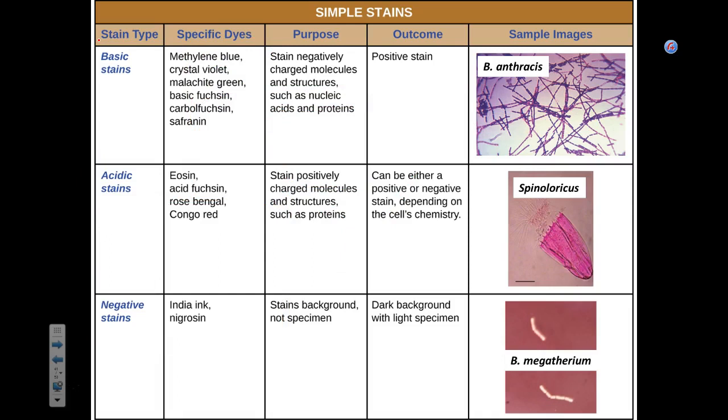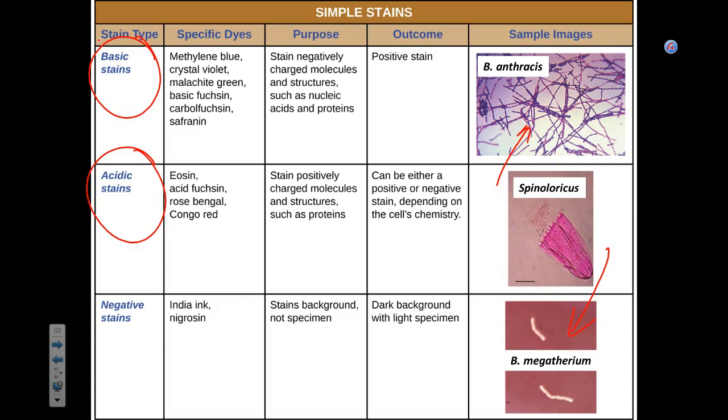Only two types that you need to know for the exam are positive and negative. I will not ask you to distinguish between basic and acidic. Don't worry about it, okay? I want you to understand, though, if a stain colors the cell, it's positive. If a stain colors the background, it is negative. Am I clear in my expectations from you?